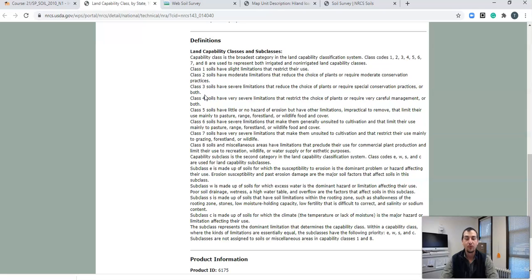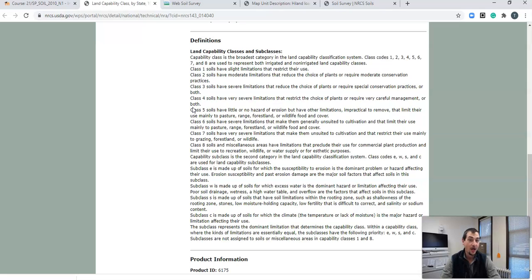So for example, the irrigated land for the ranch campus is listed as a class 3. Class 3 soils have severe limitations that reduce the choice of plants or require special conservation practices or both. So we know that this soil is going to be limited on the choice of plants, and it's going to require very careful management. This soil is going to be an intense management soil. We now know that because it falls in that class 3.